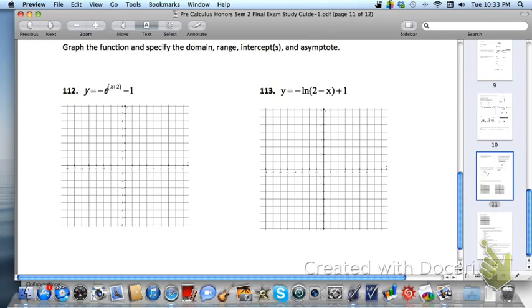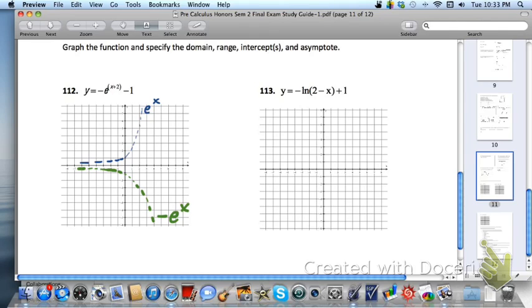Problem 112, we will always start with our basic function y equals e to the x. Okay, that's e to the x. And then the opposite of e to the x would be to flip that over the x-axis. So if we flip that over the x-axis, we have negative e to the x.